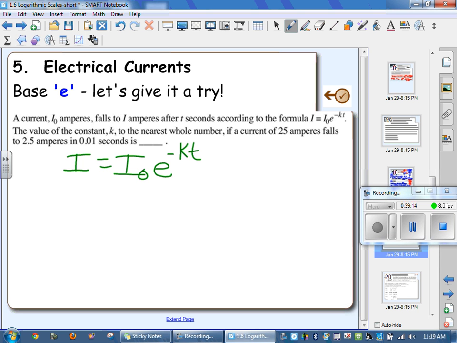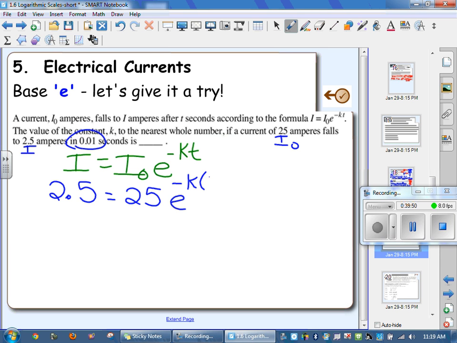We have a 25 amp current that falls to 2.5, so we're going to plug our numbers in where they go. 2.5 is I, 25 is I0. So our equation looks like this: 2.5 equals 25 e to the negative k times, how many seconds does it happen in? 0.01 seconds, so t is 0.01. That's what your equation looks like to begin with, and we're just plugging in numbers that match.